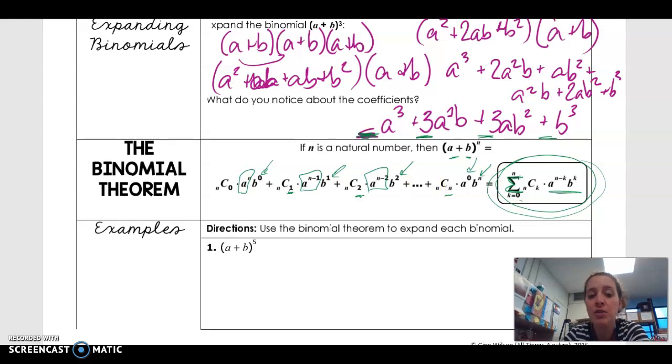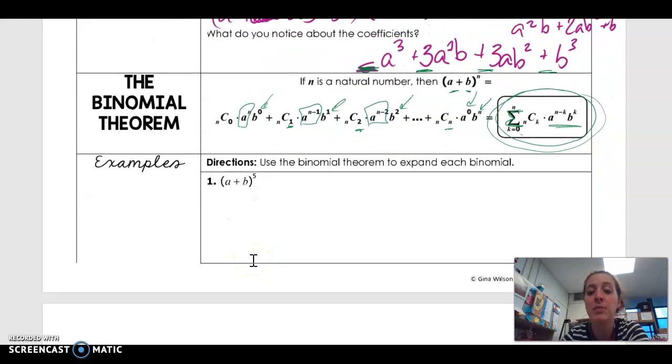Okay, so now we're going to use the binomial theorem to expand this. Instead of having to write out a plus b times a plus b times a plus b times a, that just gets to be too many things. So now we're going to use the binomial theorem to expand that and really look at it.